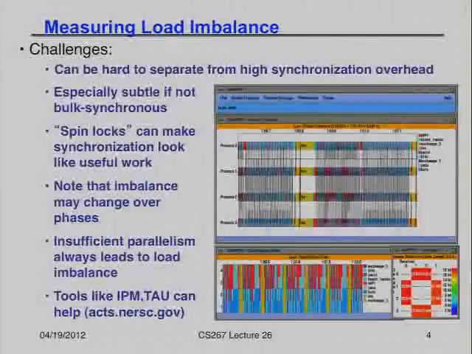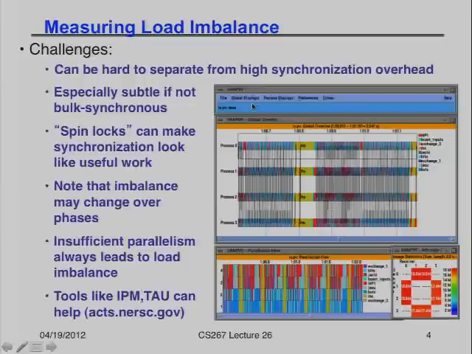So the question is, how do we recognize that there's a problem? So we have to do some instrumentation. And we already gave you some tools for how to do instrumentation. I'll just show you one picture from an older talk. David Skinner talked about this. So this is from Tau, but I think he talked about IPM.